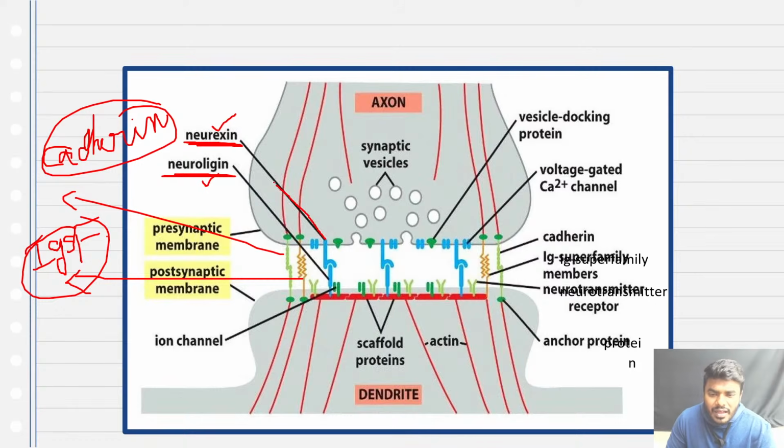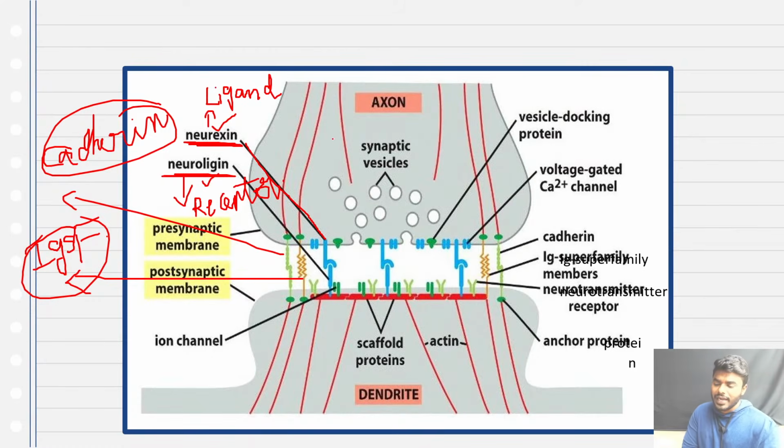Here you can see now, friends, neurexin can act as a ligand. And friends, what about the neuroligin? Neuroligin can act as the receptor molecule. Kindly do not get confused with this particular point under any circumstances. Neurexin will be the ligand and neuroligin will be the receptor. Do not worry about it, do not forget this.